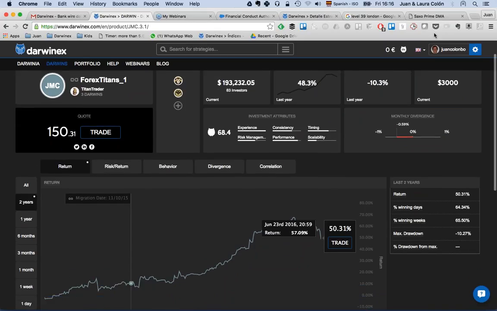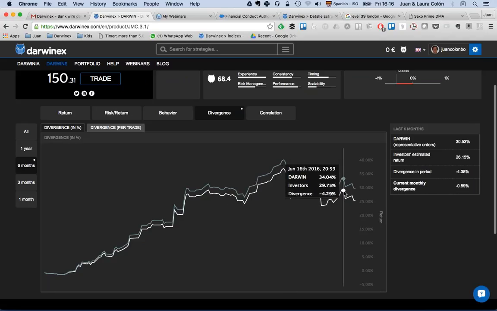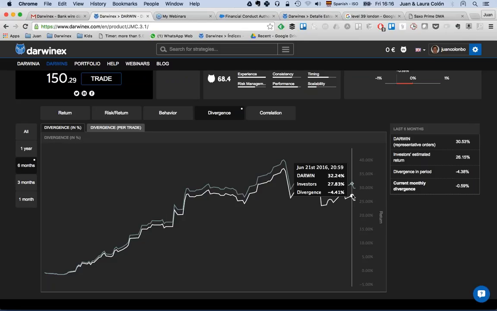But coming back to the subject, so you see, for instance, that this Darwin has a negative monthly divergence. So you're probably asking yourself, so what's that? Well, divergence is the fact that Darwin investors experience systematically, in this case, negative return compared to what the original Darwin was experiencing. And this is something we now track.